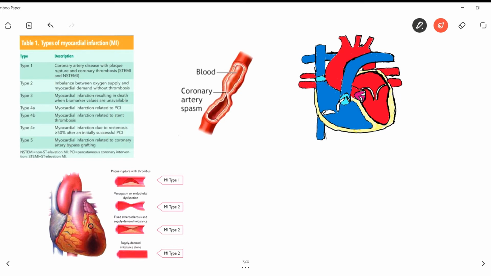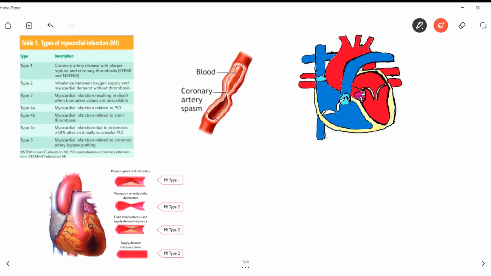So just to review, the type 1 myocardial infarction is when you have coronary artery disease with plaque rupture and coronary thrombosis, and this can either be a STEMI or a non-STEMI. The type 2 myocardial infarction is when there is a supply-demand issue, just like type 1, except now, in type 2, there is a supply-demand issue without thrombosis, so it's caused by something other than a thrombosis. In type 3, the myocardial infarction results in death when biomarker values are not available.